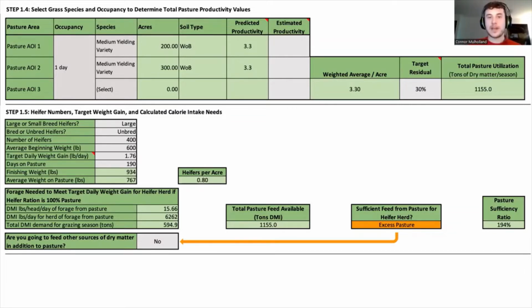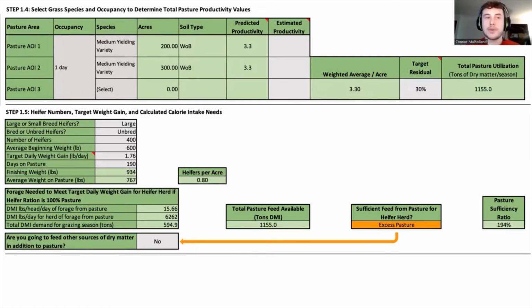So then, either with the predicted productivity from step 1.3 or your own productivity, we have a weighted average per acre. We then apply a residual, or a target residual, that would make sense with your productivity measure.